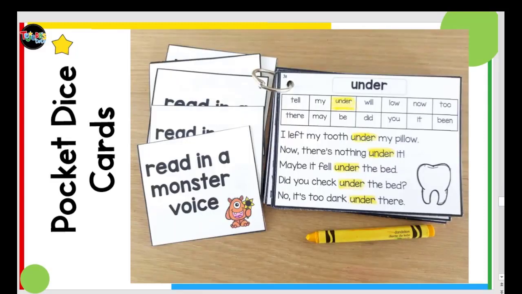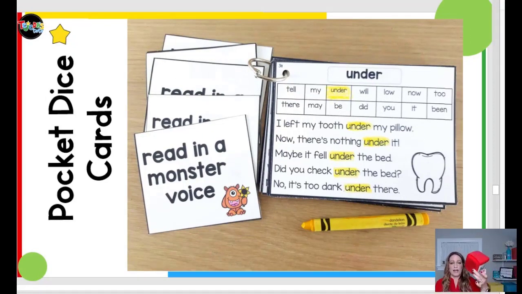Now this has my pocket dice cards, which is not included in the Fluency Flashcards pack, but I usually use these with these pocket dice. Let me show you. I don't know if you have these in your classroom, but these are cards that just fit right in here, and we would roll the dice, and they have to read their sight word flashcard or any passage that you're using with silly voices like monster voice and a baby voice, a robot voice. That was a lot of fun.